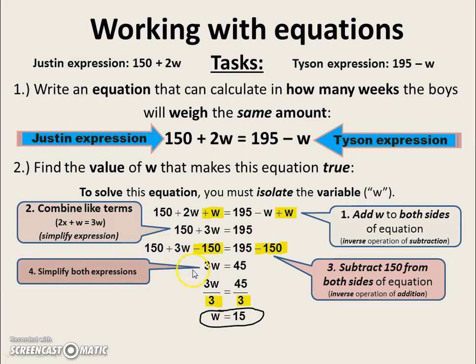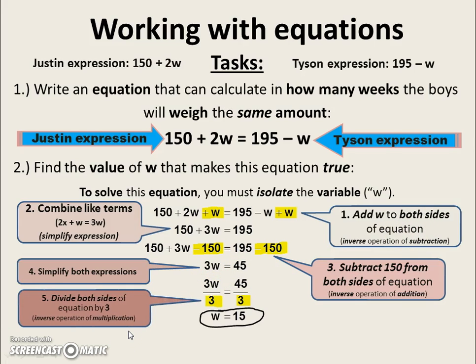All right. Then once again, we simplify. 150 minus 150 leaves us with just 3W on the one side. 195 minus 150 gives us 45 on the other side. Now you can see both sides are simplified. And if we look at it, guys, all the W's are on one side, all the constants are on the other side.